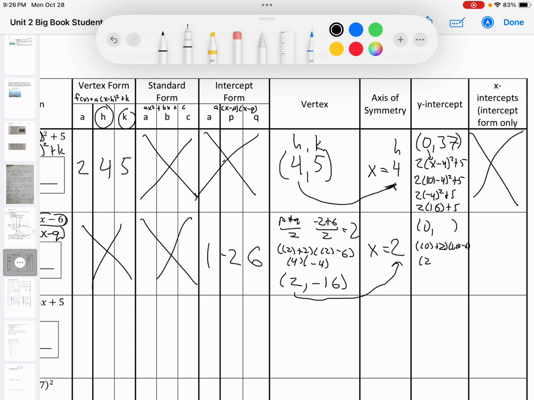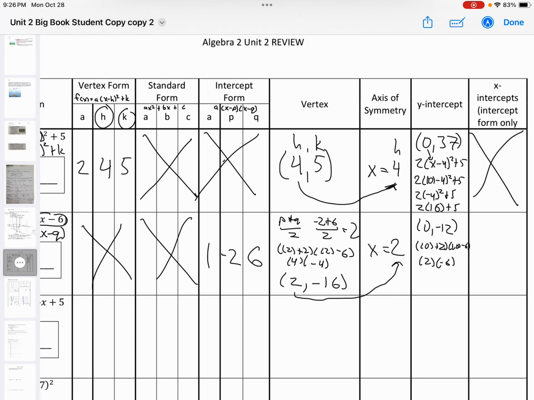0 plus 2 is 2. 0 minus 6 is negative 6. 2 times negative 6 is negative 12. So (0, negative 12) is my y-intercept. And I don't need to find the x-intercept.